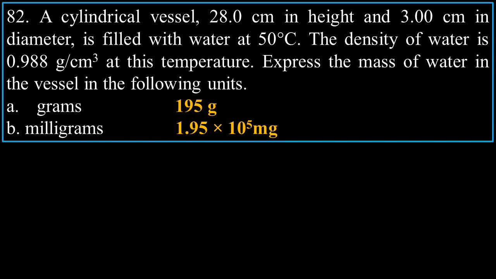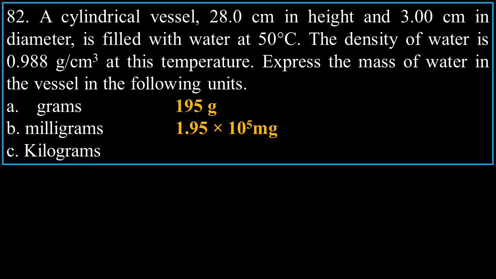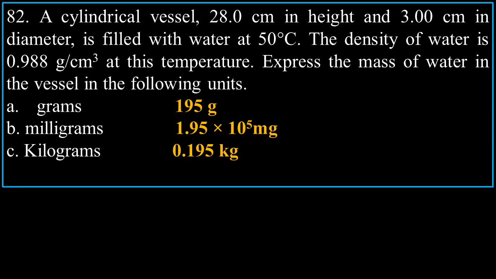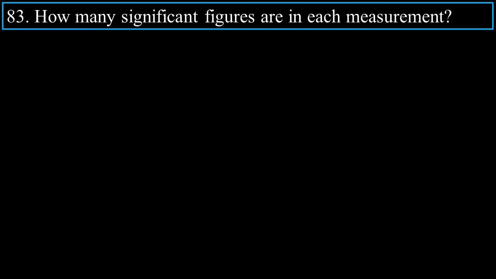And then we're going to express it as kilograms, and that would be 195 divided by 1,000, which would be 0.195 kilograms. And just remember, it's pi r squared h times 0.988, so it's 28, times 3 squared, which is 9, times pi. So pi times 9 times 28 is going to be 195 grams.